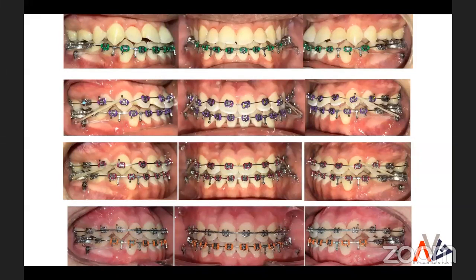Can you brief on buccal shelf? I don't know what briefing they want. In fact, I'm actually going into that. The next few slides are on the mechanotherapy of buccal shelf.